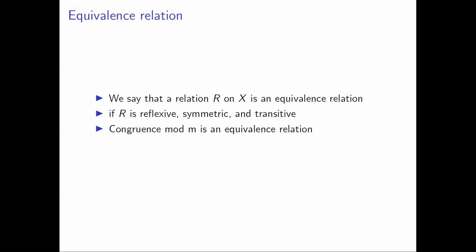We saw that it's reflexive. n is congruent to n mod m for any integer n. It's also symmetric. If a is congruent to b mod m, then b is congruent to a mod m. And we just saw that it was transitive on the last slide. So it is an equivalence relation. Divides is not an equivalence relation. So divides we saw was reflexive and it was transitive, but it was not symmetric because 1 divides 3, but 3 does not divide 1.